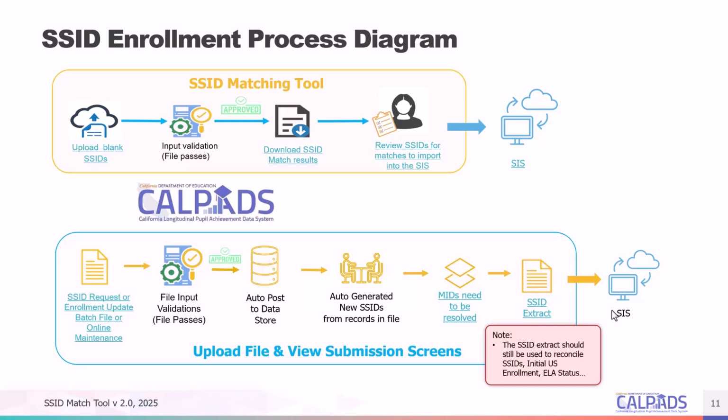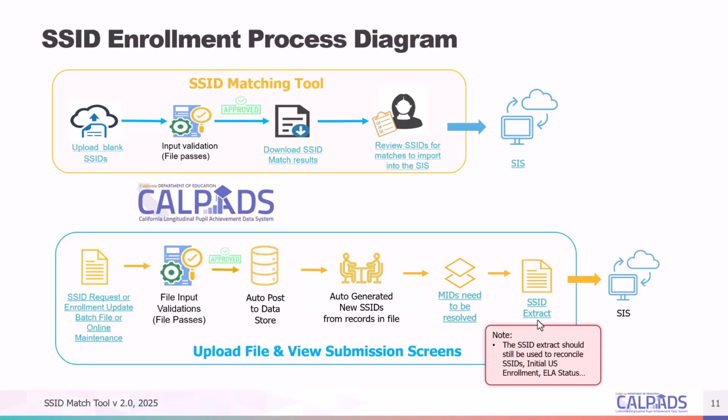You upload that SSID extract into your student information system so that those students who have newly assigned SSIDs can be uploaded into your student information system. At that time, the SSID enrollment process will have been complete. We cannot stress the importance of the SSID extract enough. The SSID extract allows us to identify students with disabilities who may have enrolled and not reported they were students with disabilities or in need of special education.